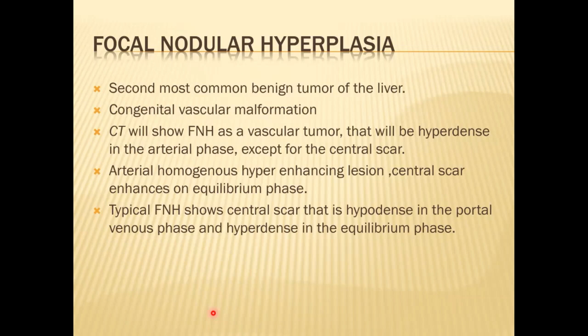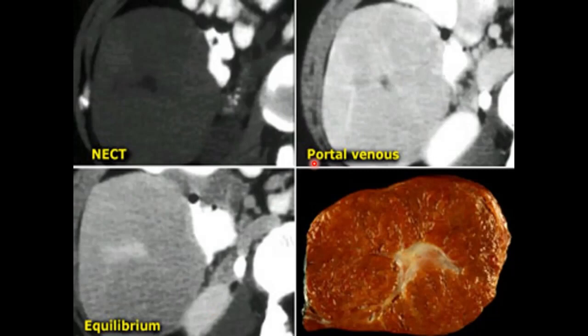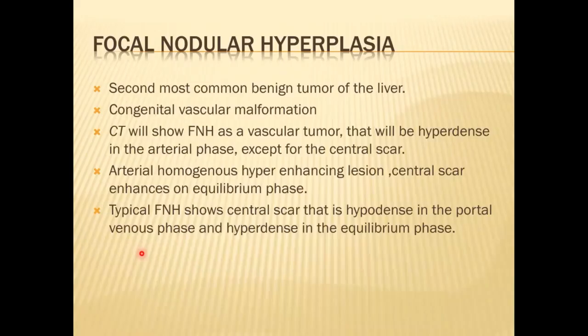that will be hyperdense in the arterial phase except for the central scar. The arterial homogeneous hyperenhancing lesion has a central scar which enhances on the equilibrium phases. The typical focal nodular hyperplasia shows a central scar that is hypodense in the portal venous phase and hyperdense in the equilibrium phase. We can see this central scar is hypodense on the portal venous phase and shows enhancement on the equilibrium phase.